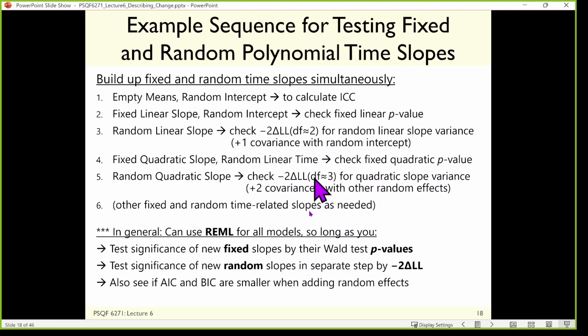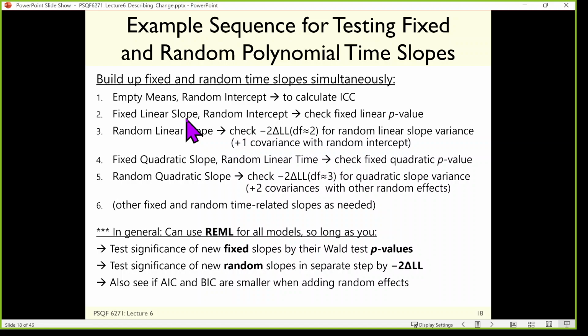All right, so here is an example sequence that you can use to decide how to augment your model. And this is the type of sequence that you'll get a chance to practice in homework 3. So the purpose of the first model would be empty means random intercept. Get your ICC. Find out how much of your variation is longitudinal versus cross-sectional as a starting point. Now we know this model is not likely to be sufficient, and therefore the ICC probably needs to change over time, but it is a starting point.